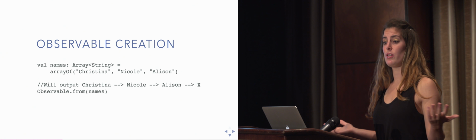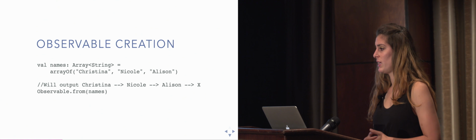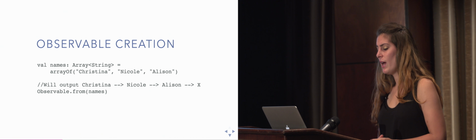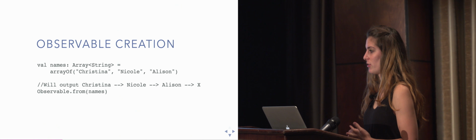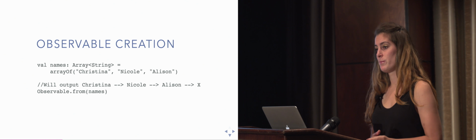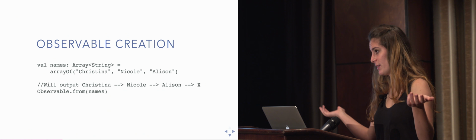The second, you can use observables with iterables. So if you have an array, say I've made an array here of me and some of my friends' names, Christina, Nicole, and Allison, I can say observable from this iterable, and what would come out of that observable is Christina, Nicole, Allison, and then it's done.